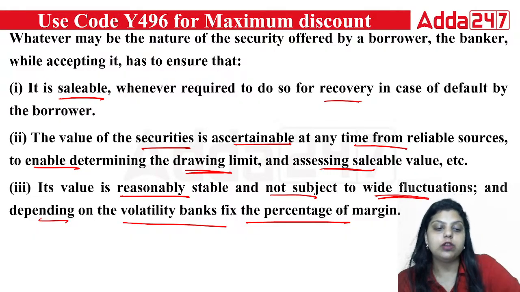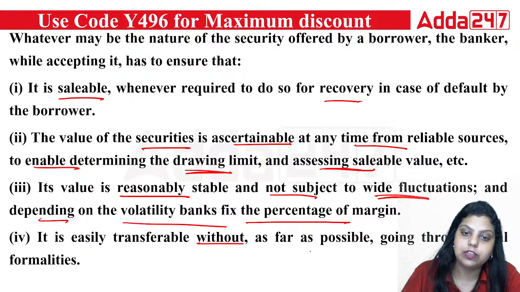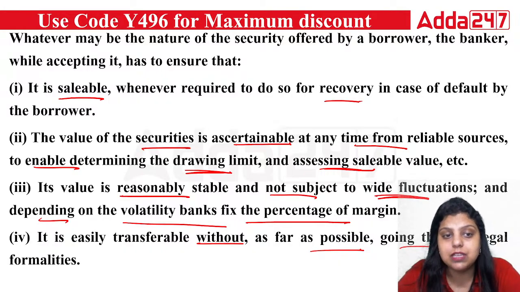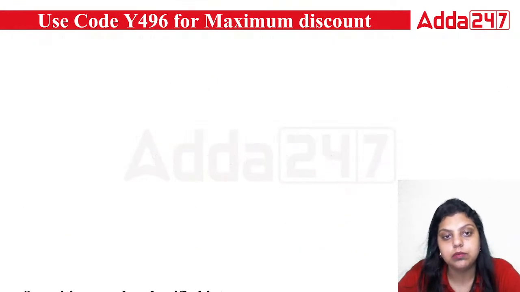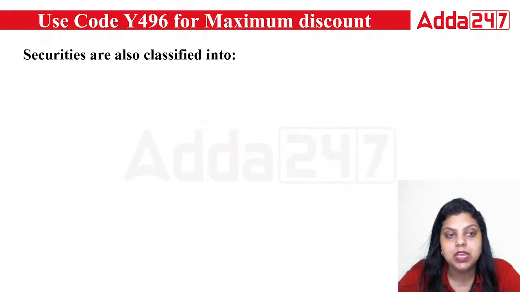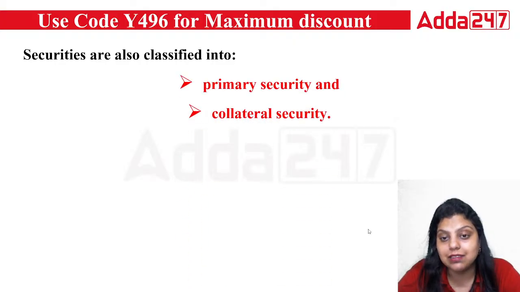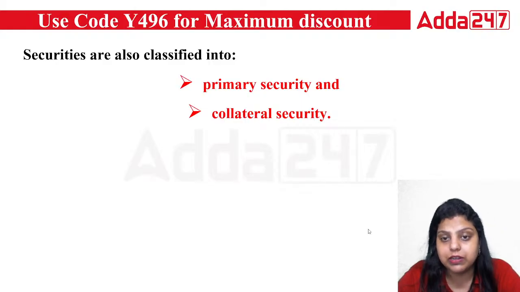And next we are talking about it being easily transferable, as far as possible, without going through legal formalities. It should not involve a lot of legal formalities to transfer the property at the time of recovery. So that's what we are talking about here. Securities are also classified as primary security and secondary, or we can call it collateral security.